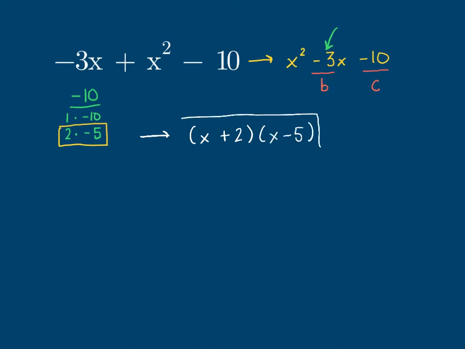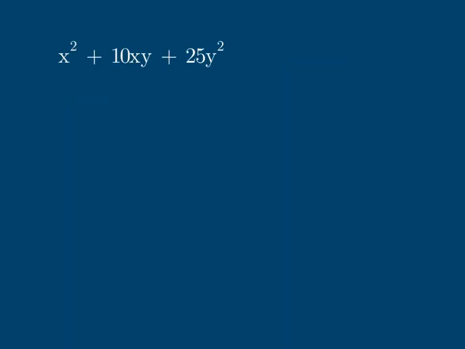And again, we can check that by foiling, and we would get this trinomial right here that we put in descending order. So this next example is slightly different because we also have y squared and a y in it. And that's fine. We're going to factor it the same way. So in this case, b would be 10 and c would be 25. So we're going to look for factors of 25 that add to equal 10.